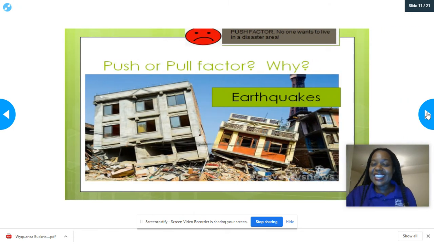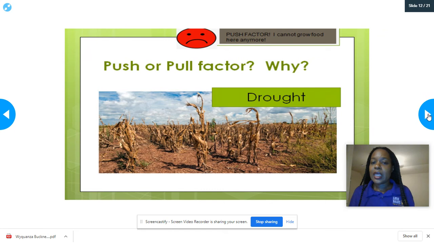So let's look at these things and see if they're a push factor, pushing them out, or they're a pull factor, pulling them in. So an earthquake, of course, that's a push factor. You see my little sad face here, and it's a push factor because no one wants to live in a disaster area. This is a drought, okay?